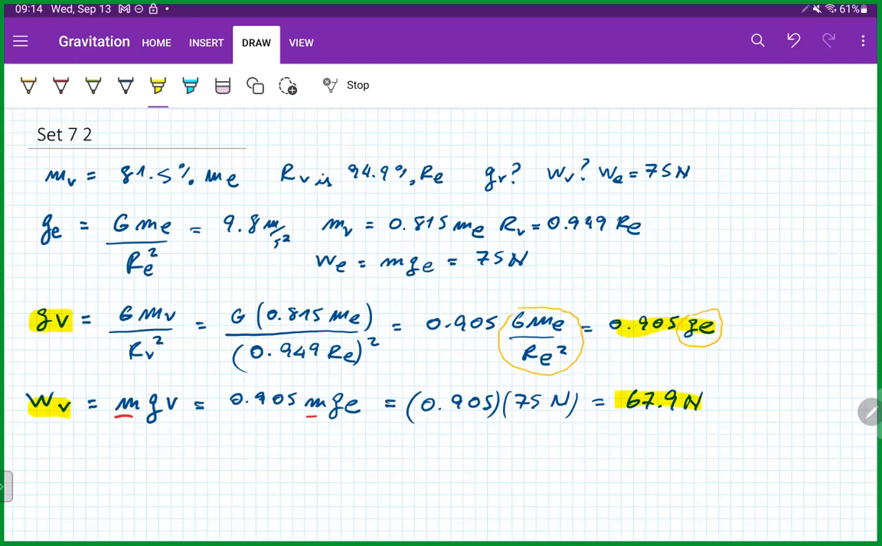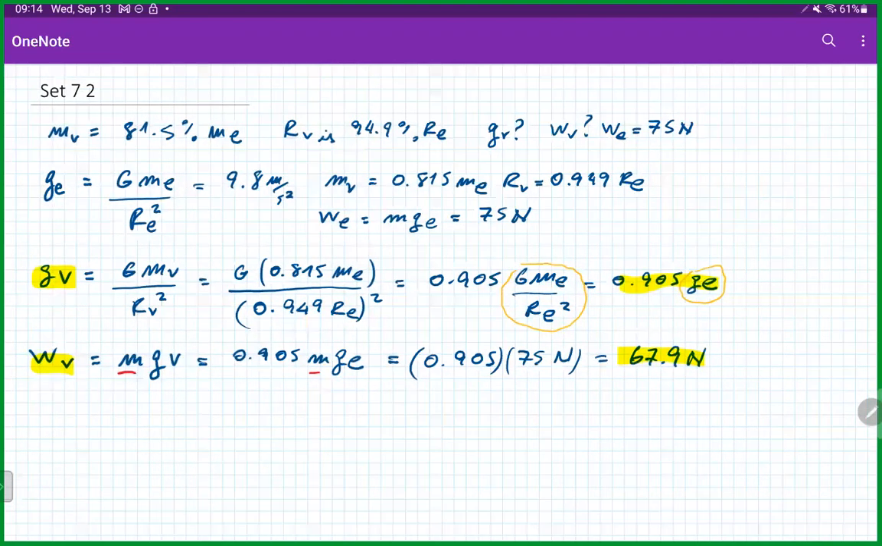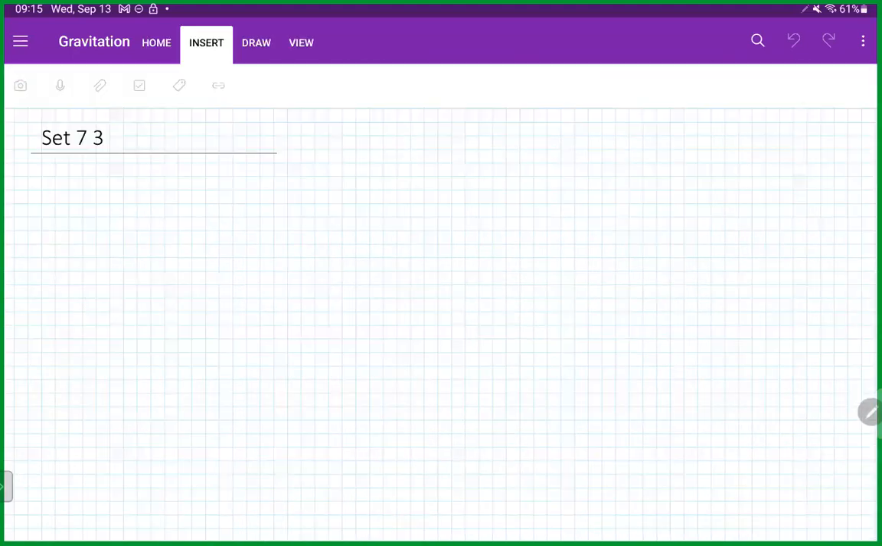Any questions about this one? No? All right. Cool. So let's take a look at the next one, which is number 3. Let me find out the number.